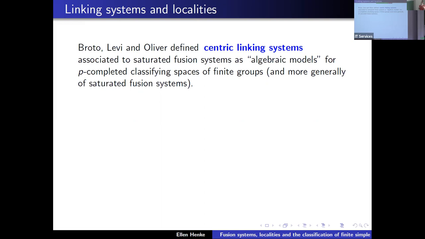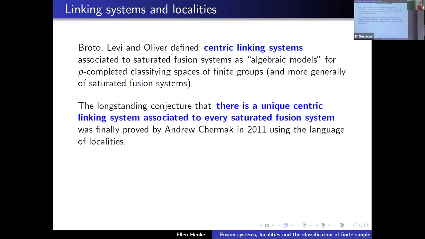And this leads more generally to a notion of p-completed classifying space of fusion systems. What we need for that is that there is a unique centric linking system associated to every saturated fusion system. This was a long-standing conjecture, which was finally proved by Andrew Chermak in 2011. He used the language of localities and introduced it in that context. And I'm going to introduce it later in this talk, so don't worry.